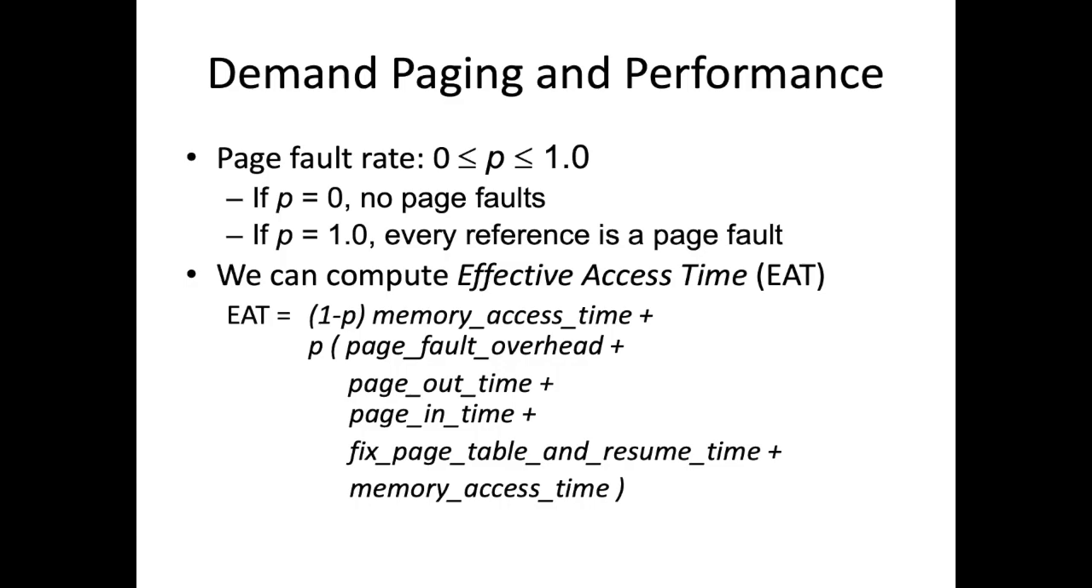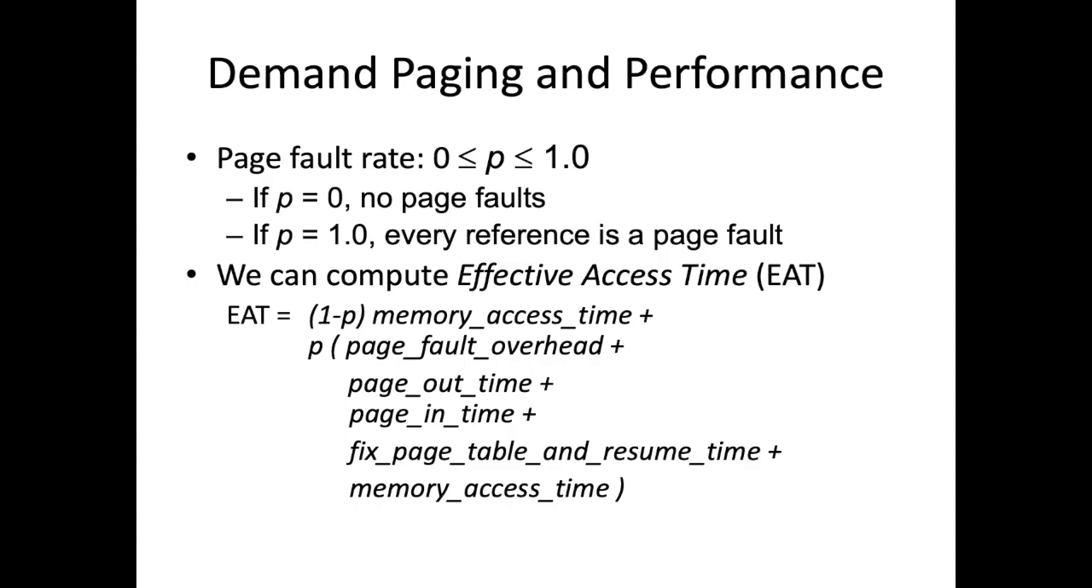And then the effective memory access time would just be the weighted average between, well, when you don't page fault, what does it cost to access memory? So that would be, when you don't page fault, 1 minus p times whatever it costs to access memory without a page fault. And then everything else, p times what it costs to access memory when you have to service a page fault before you can access it.